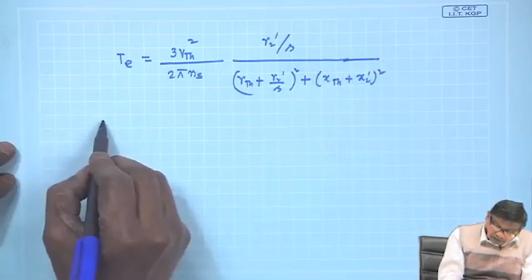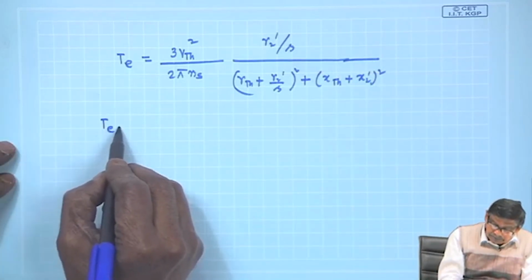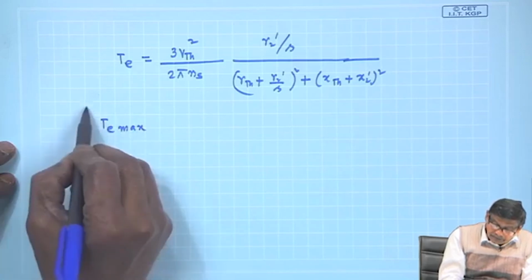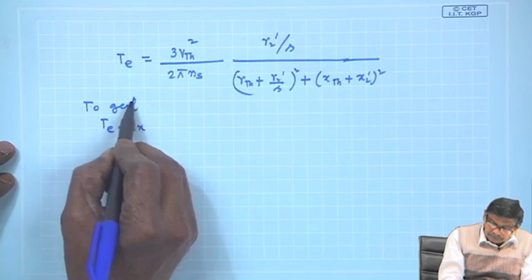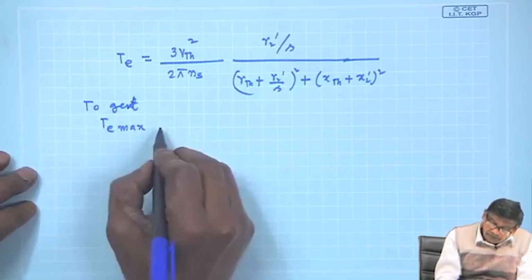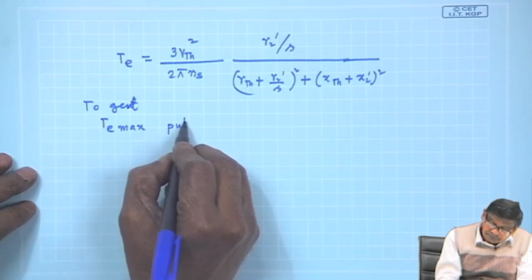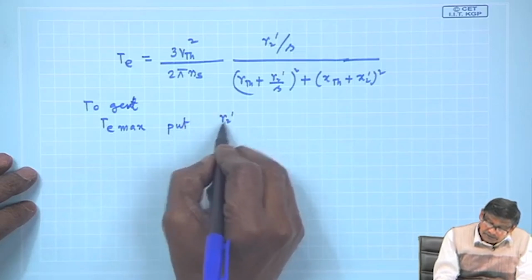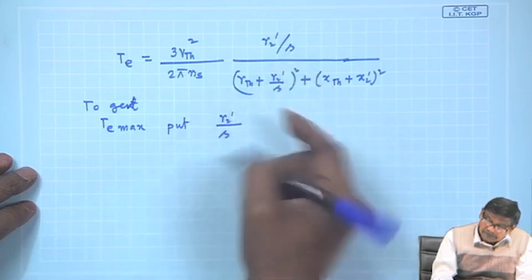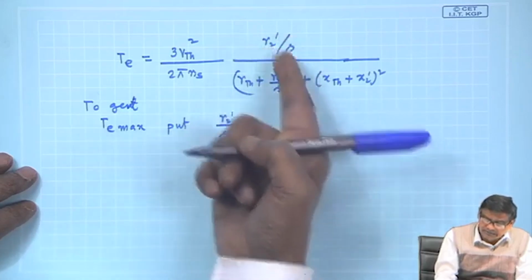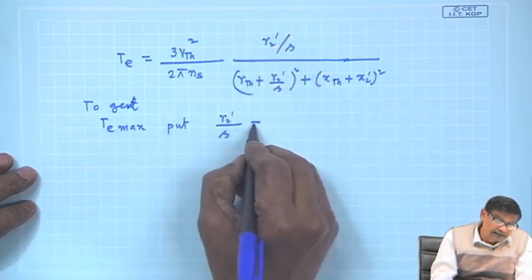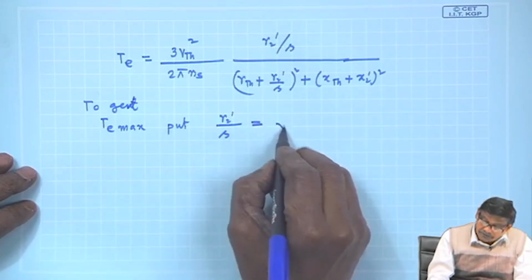Now, if you want to calculate T max, to get T max, put R2 dashed by S, because S comes along with R2 dashed. So, put R2 dashed by S to be equal to this thing.